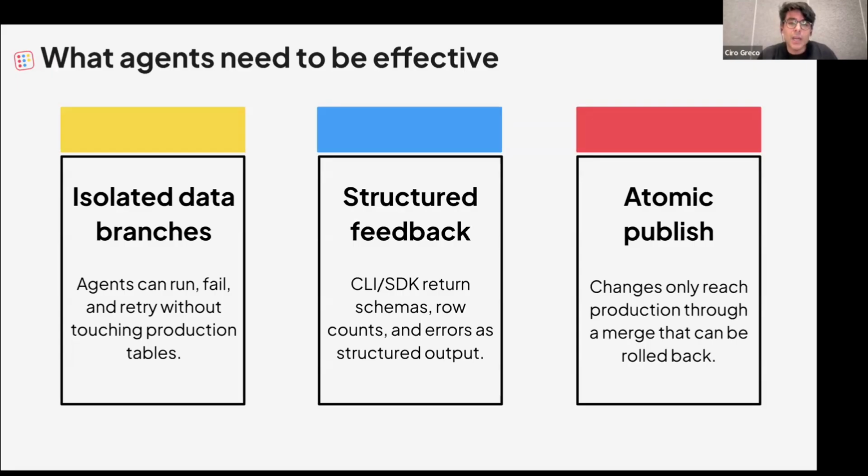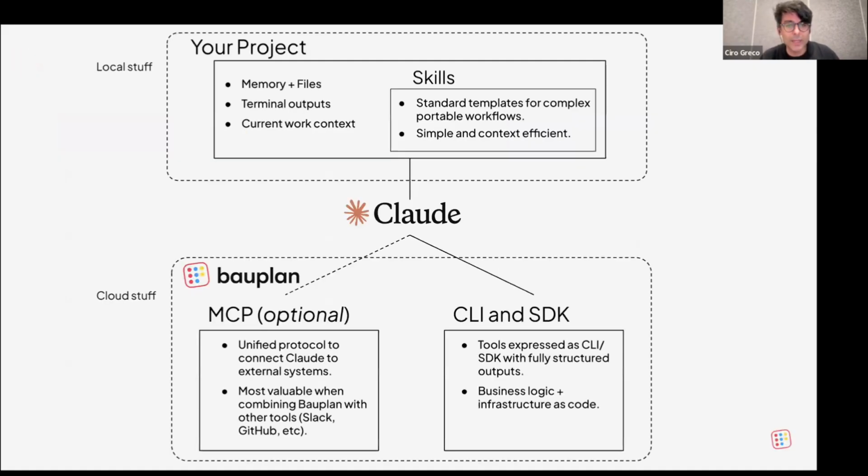And finally, whatever we ask the agent to do, we should be able to bring it to production in a way that is similar to the workflow that we have in software with Git. So there's a merge that happens only when we're really sure, and we can always roll back.